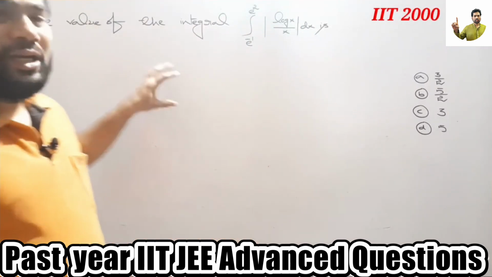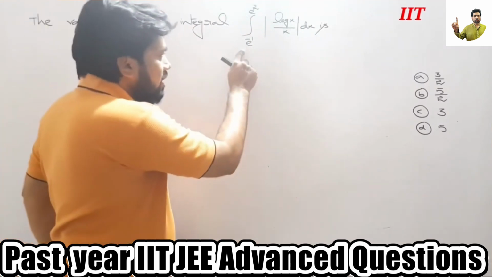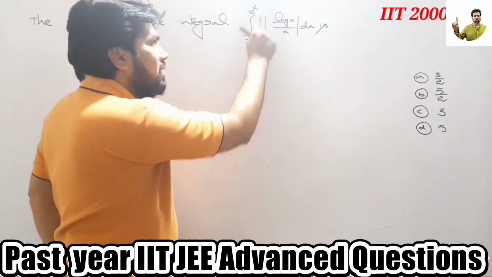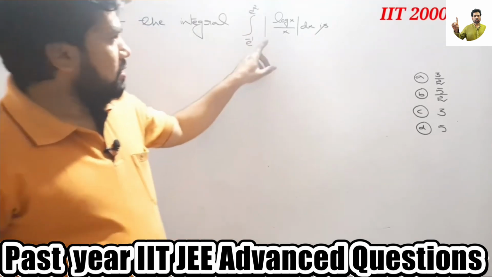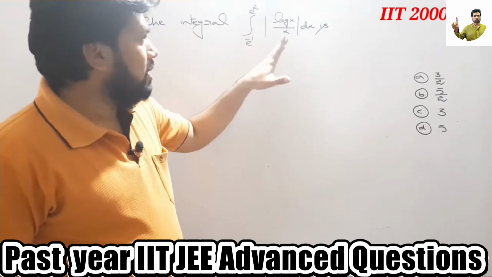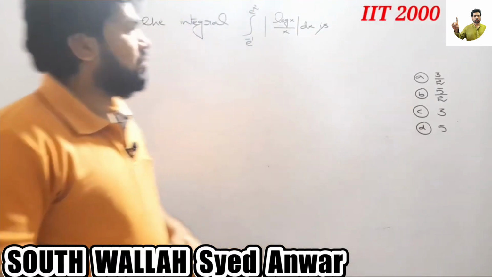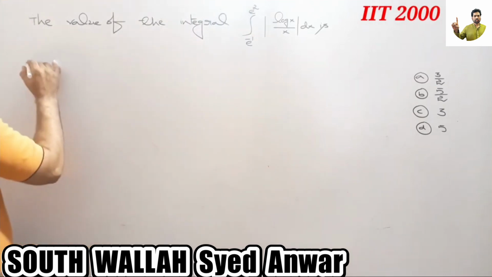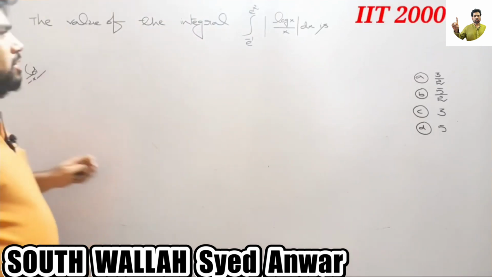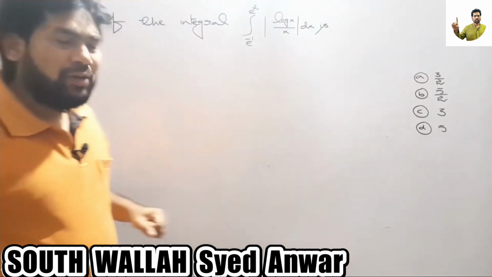The value of the integral from e power minus 1 to e square of modulus of log x by x into dx is. These are the four options. We'll see the solution for this question. So we have to find its value.